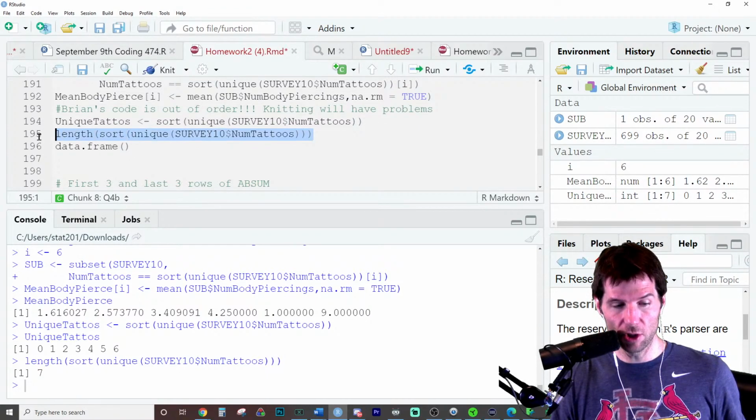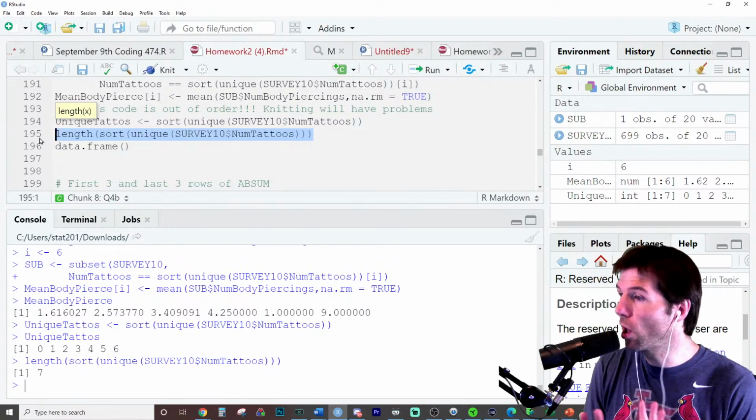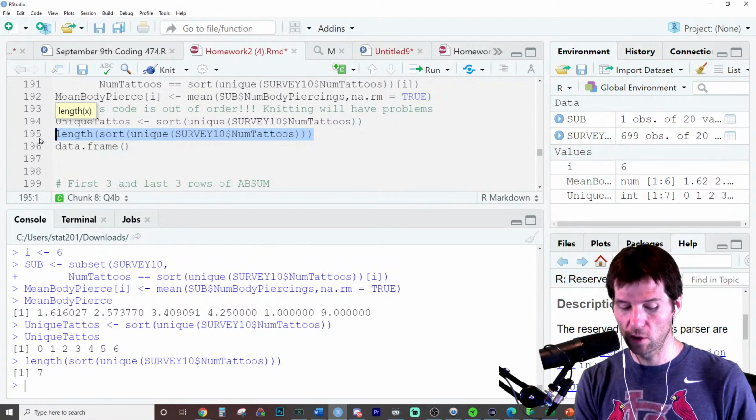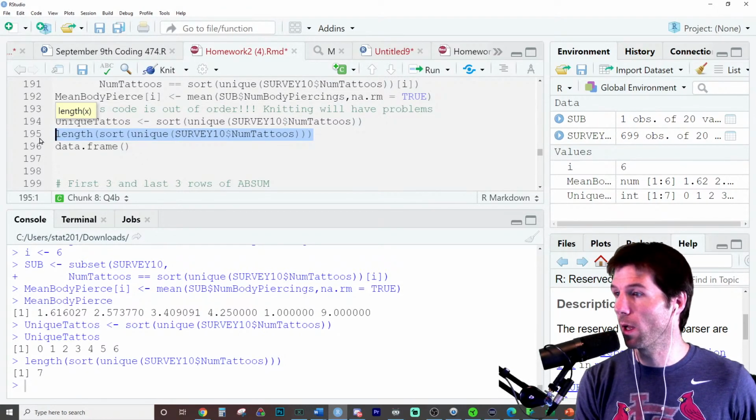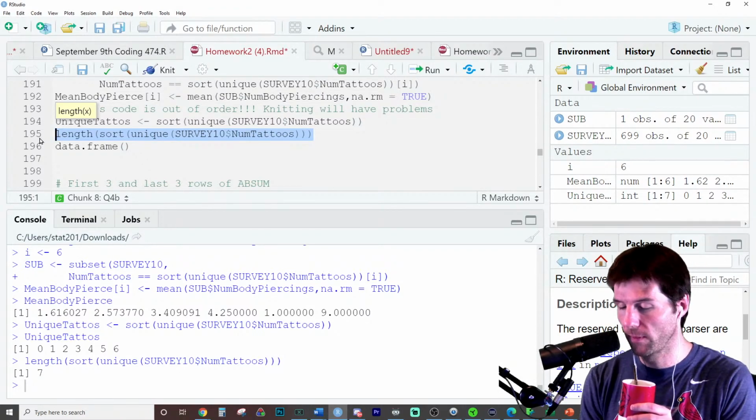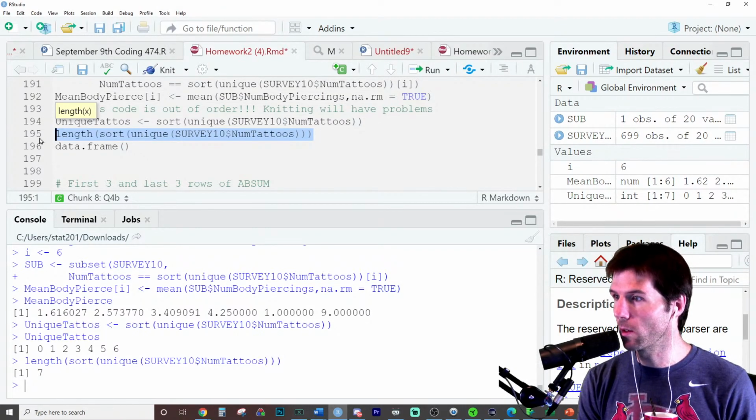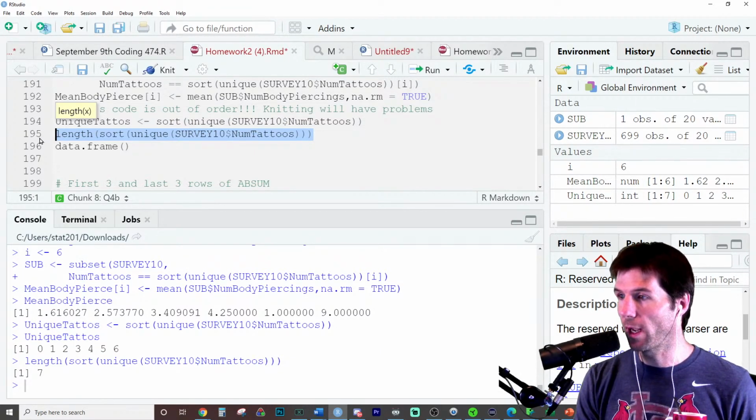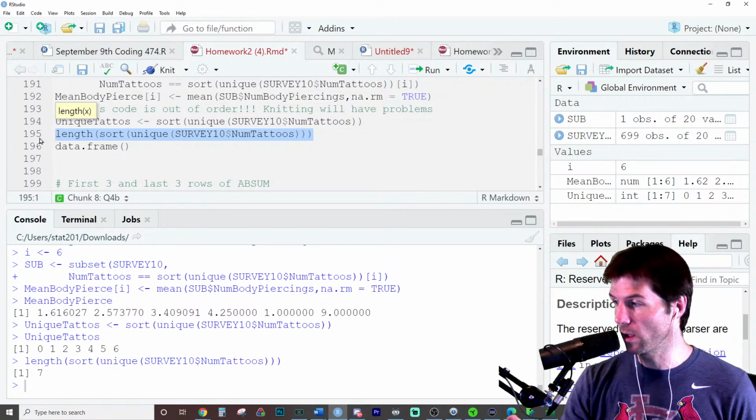So now length is just set, like this whole thing right here. This whole complicated thing is just what? Put it in the chat. That's a lot of code. Someone's like, oh my gosh, you want the length of a sorted unique vector of the tattoos people have. So you want to ask people, what are your tattoos? You want to find out what unique values people gave. You want to sort those unique values.